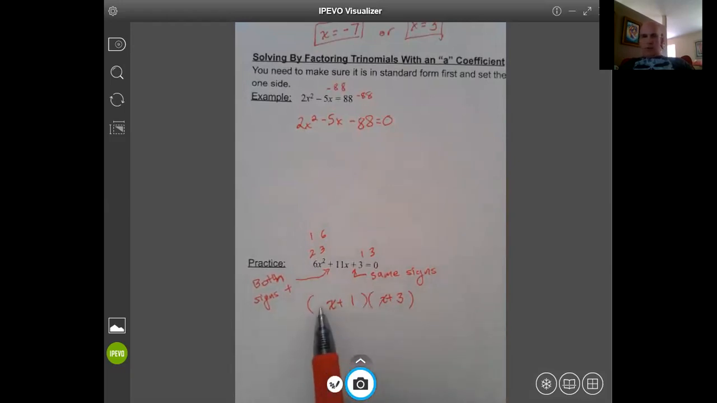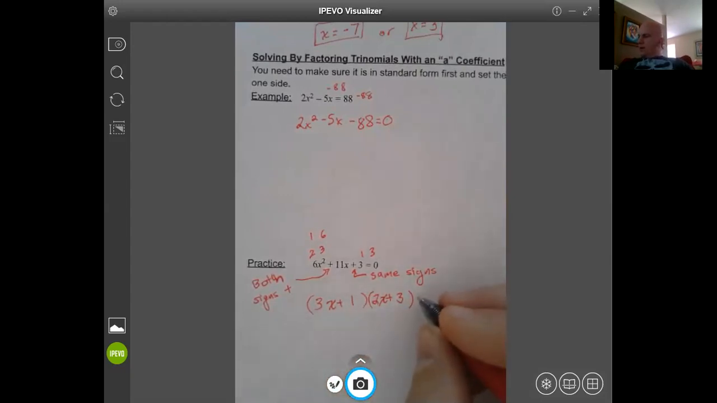So if I put a 2 here and a 3 here, right, I would have 2 times 3 on the outside, so that's a 6, and 1 times 3 on the inside, so that's a 3. 6 plus 3 does not give me the 11. So if I flip locations and do 3 and 2, now I'm doing 3 times 3, that's 9, and 1 times 2, that's 2. 9 plus 2 does give me the 11. So that is the combination I want, a 3 there and a 2 there. And again, keep in mind this whole thing is equal to 0. We're not just factoring these.